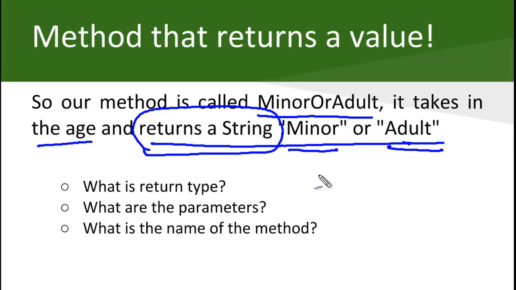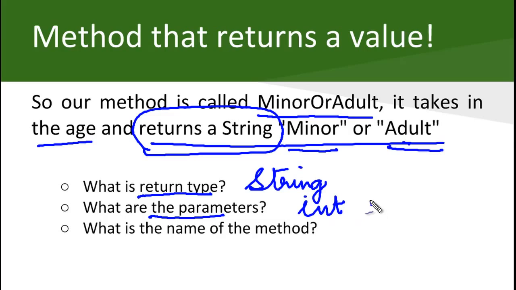Let's now write our method. But before that we need to answer a few questions. What is the return type? As we saw, it basically returns a string. So the return type is string. What are the parameters? We have got one parameter, that is the age, and age is always an integer. So int age is the parameter.